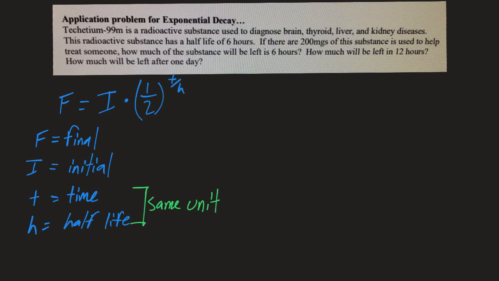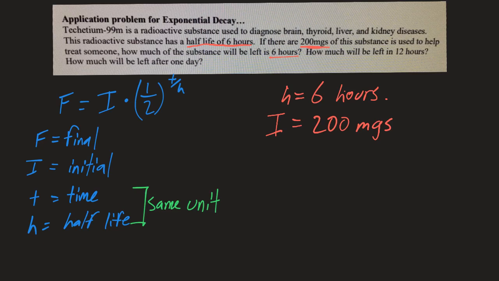So technetium 99 is being used to diagnose brain, thyroid, liver, kidney diseases, and it has a half-life of 6 hours. Great, that's my first key piece of information. So I'm going to say my H, my half-life, is 6 hours. Then we've got 200 milligrams of the substance. That's what we're going to put in. And how much will be left after 6 hours? So wait a minute, I have my initial amount. My I value is going to be 200 mg. And the time we're going to look at is 6 hours.